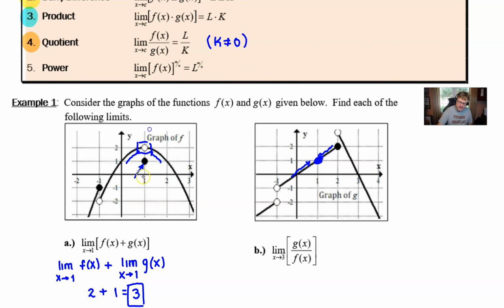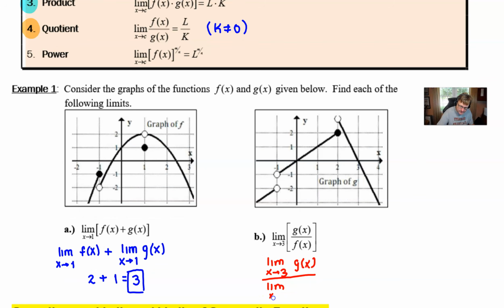Let's take a look at problem B. Now we have a quotient. And so in this particular case, we're going to think that we can attack the problem by using two separate limits divided by one another like this. Let's move that up a bit. And so here we go. We're going to figure out what is, first of all, the limit of g of x as x approaches 3. So this time we're going to our g curve. Here's our 3. We approach from one side, we approach from the other side, and it seems to be that the y value is getting very, very close to, you guessed it, 0.